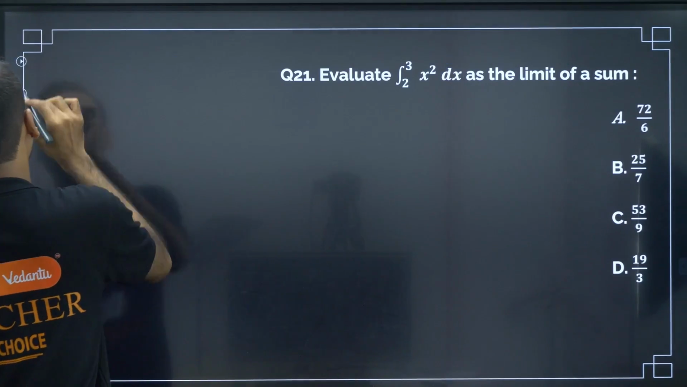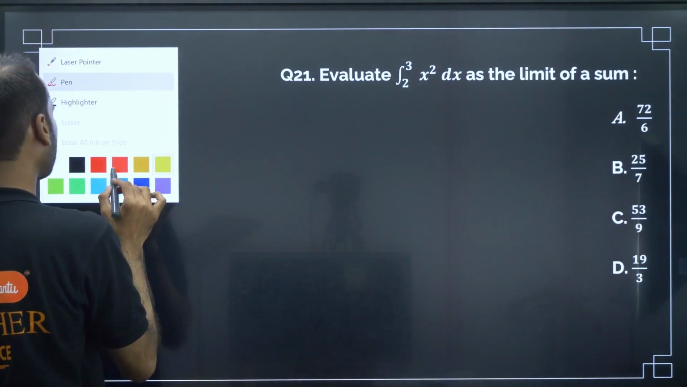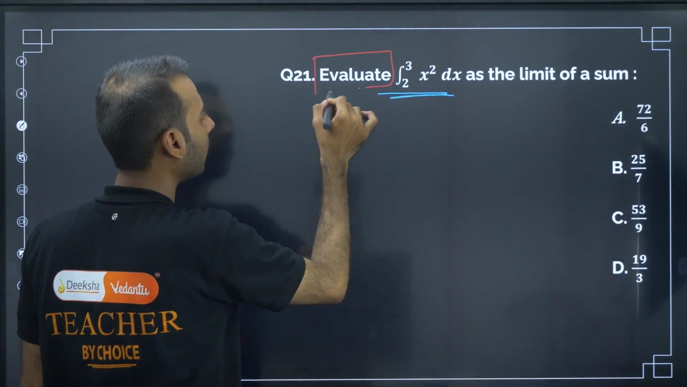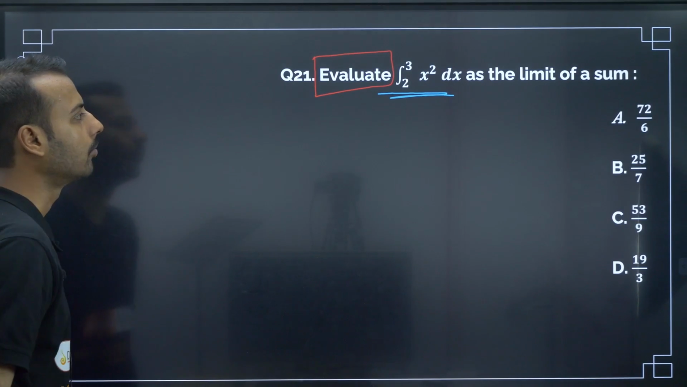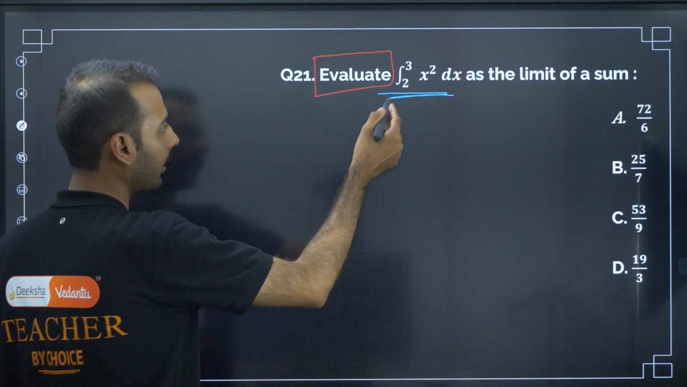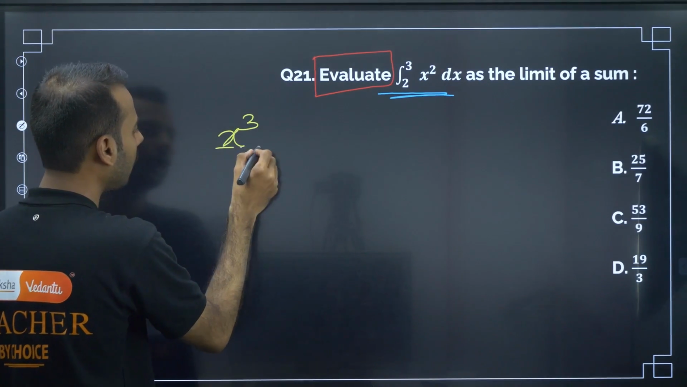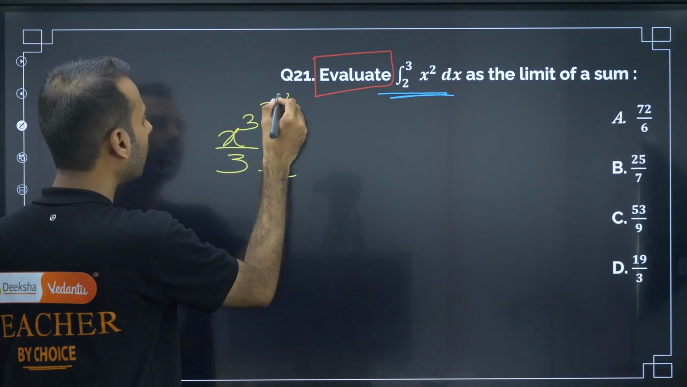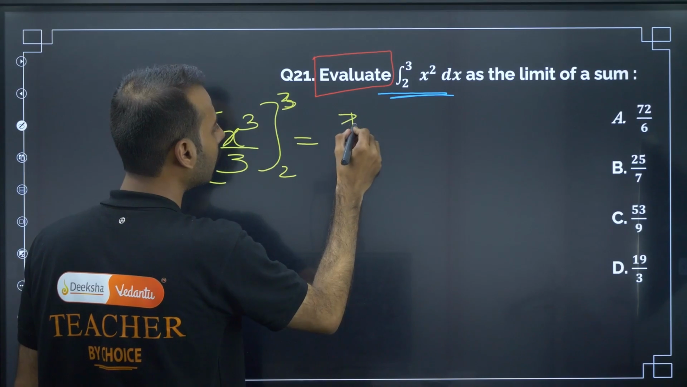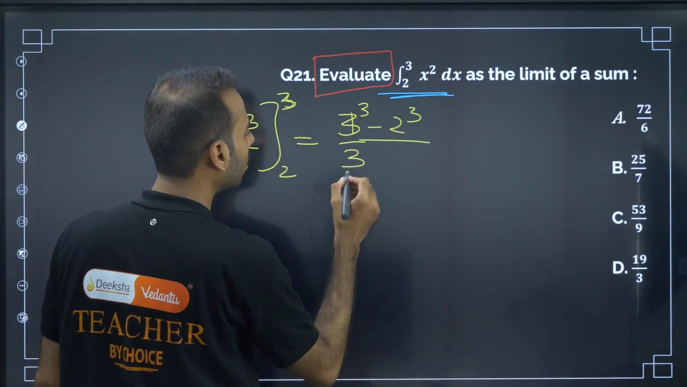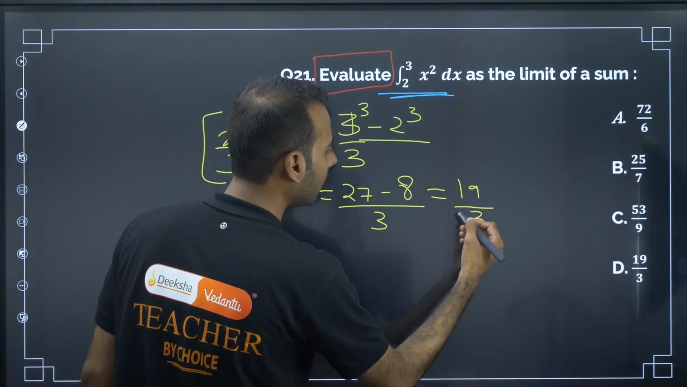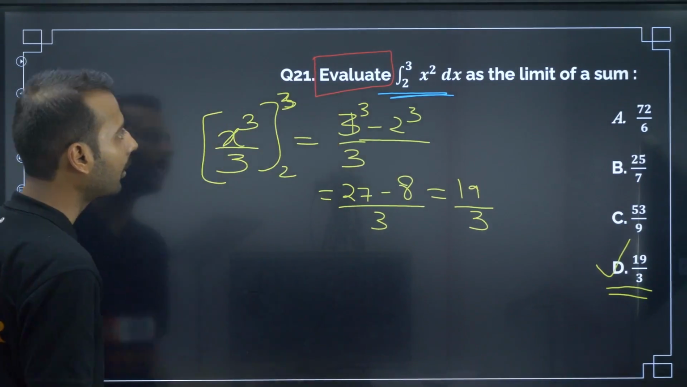Moving on to the next question. They are asking us to evaluate something. Evaluate means find the value as a limit of sum. Although they have given it as a limit of sum, in a competitive exam nobody will check the process, they are interested only in the answer. So integral of x squared from 2 to 3, we will go for solving in the normal method only. 1 by 3 into 3 cube minus 2 cube, so 27 minus 8 by 3 is equal to 19 by 3. Is there any such option? Yes, D, 19 by 3 is the answer.